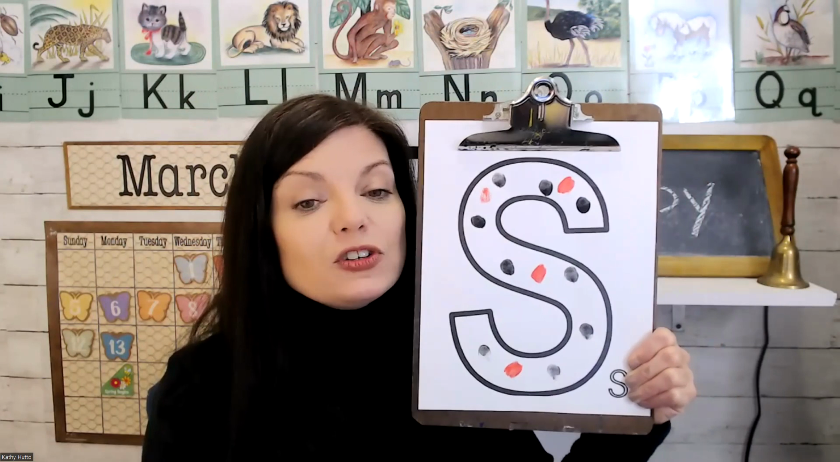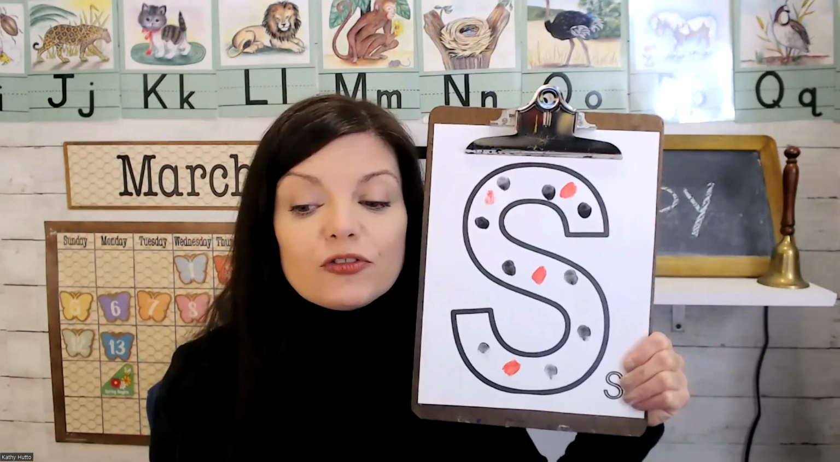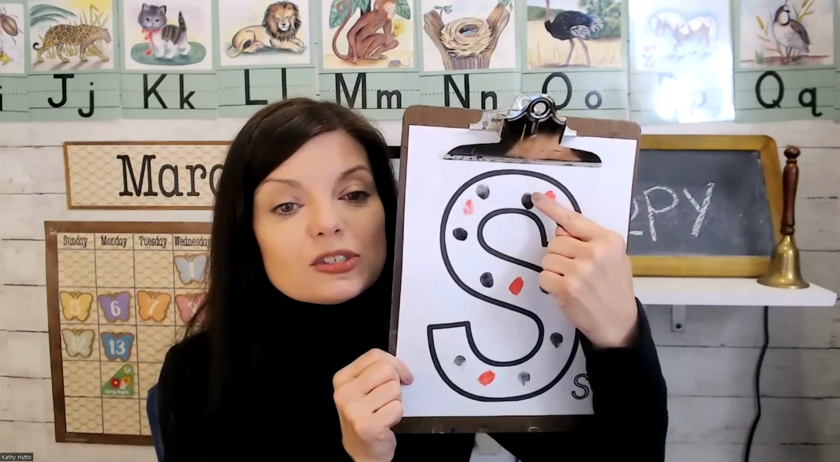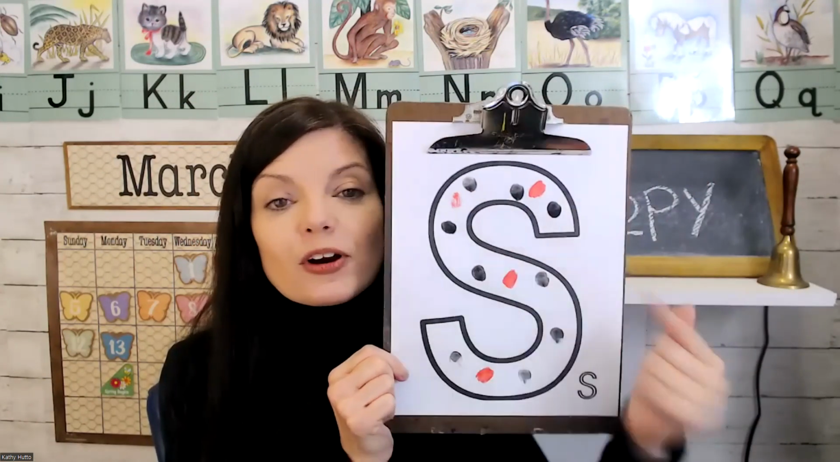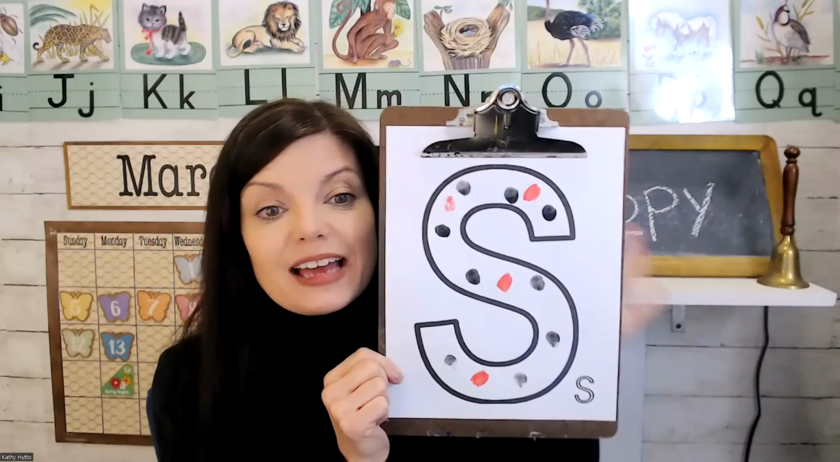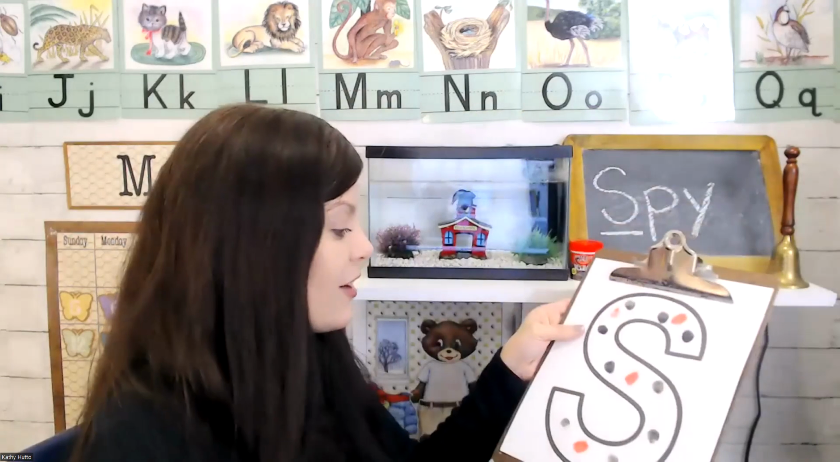But also, if you don't have any paint, you can color your finger with a marker, and you can just dot your finger while the marker ink is wet on your finger. You can do that too. So that's another way to decorate your letter S.